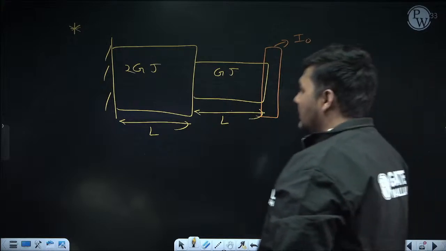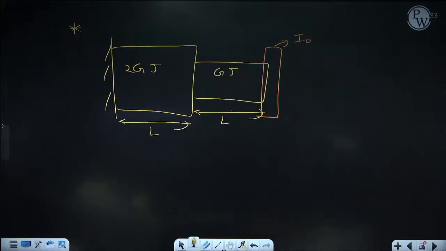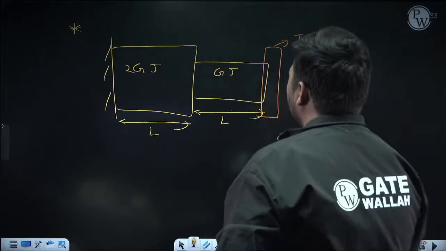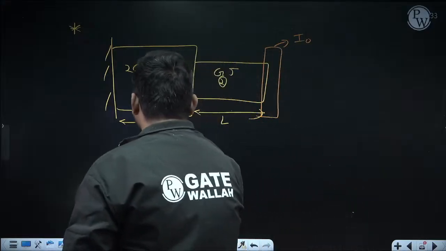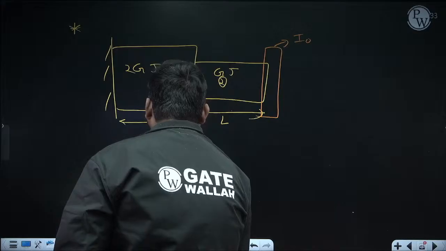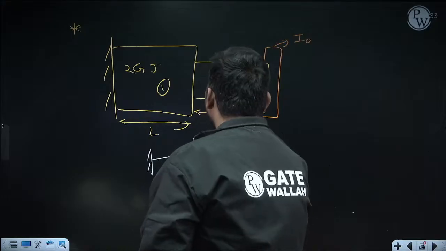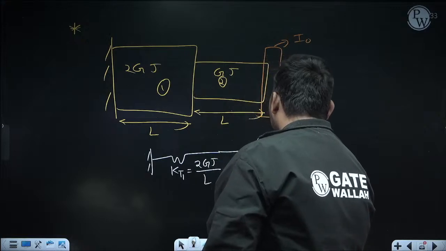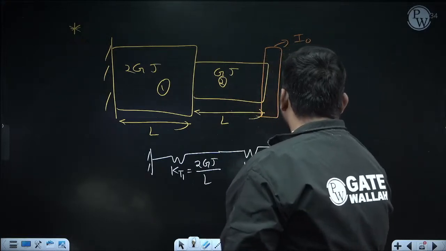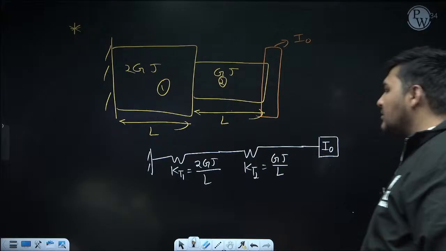How? Now solve this. See, suppose this is shaft 1 and shaft 2. I will replace shaft 1 by spring 1. Now write the torsion stiffness, that is KT1. It will be torsion rigidity 2Gj upon length L. Now below, beside this, shaft 2 is attached, whose stiffness is KT2. It will be torsion rigidity Gj upon length L. Below this the rotor is attached. Now instead of mass, write the mass inertia of the rotor about the axis of rotation, which is I naught.